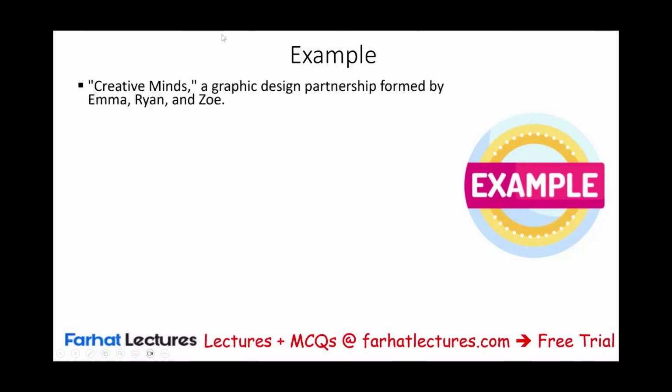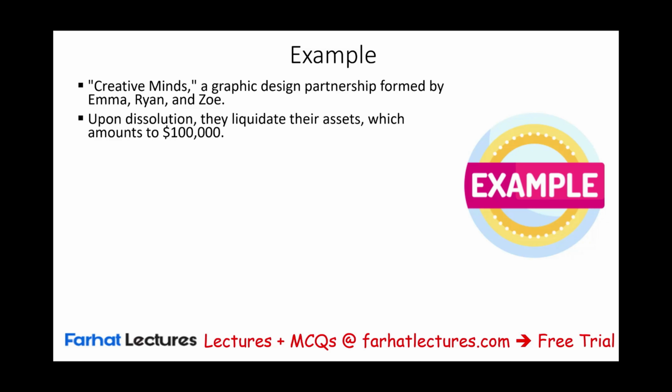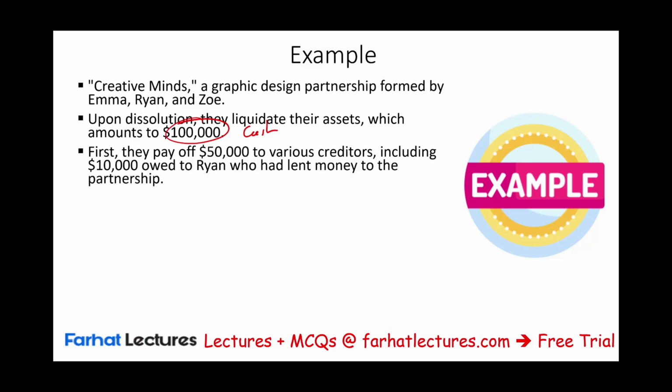Let's take a look at this example. Creative Minds, a graphic design partnership formed by Emma, Ryan, and Zoe. Upon dissolution, they liquidate their assets, which amounted to $100,000. It means they sell all their non-cash assets, and now they have cash of $100,000. What are they going to do first? They're going to pay the creditors. First, they pay off $50,000 of various creditors, including $10,000 owed to Ryan. Ryan seems to be a partner and a creditor to the partnership. So if they paid $50,000, they still have $50,000.